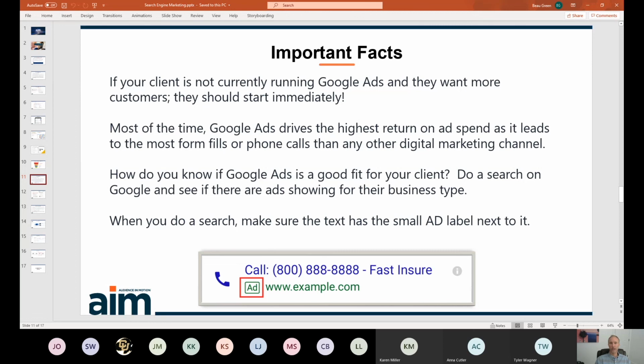And then how do you know if Google Ads is a good fit for your client? I always recommend someone just does a search for that product or service, not necessarily the brand name, because we want to see if they're showing up when people are searching for that product or that business type, not when they're searching for the brand name. So keep that in mind. And when you do a search, if you want to make sure that it is an ad, make sure that you see the ad word in the ad.